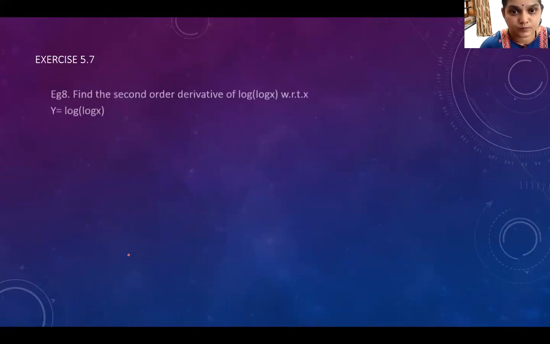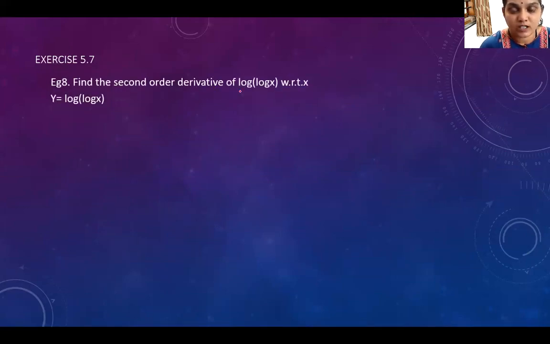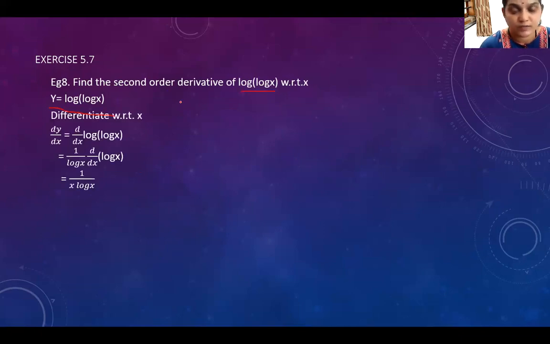Now, find the second order derivative of log x. You will write this as y is log x. Differentiate with respect to x. Log x, if I call it u, log u with respect to u will be 1 by u into du by dx, by the chain rule. Like that, 1 by log x into d by dx of log x means 1 divided by x log x is the first order derivative.